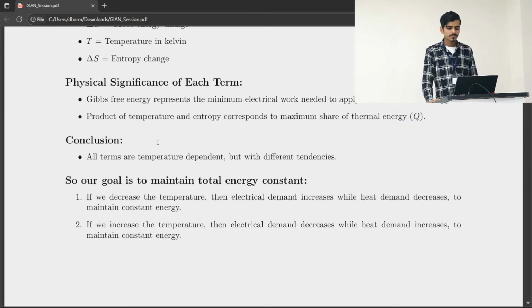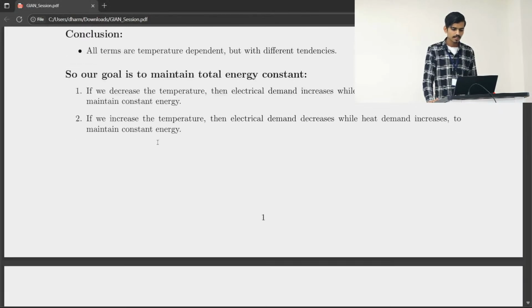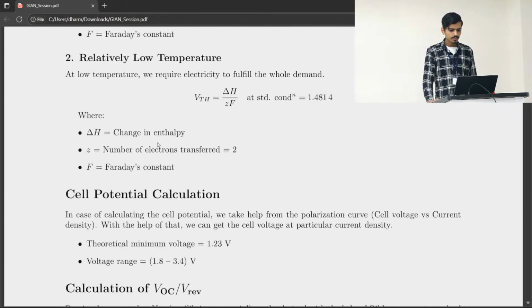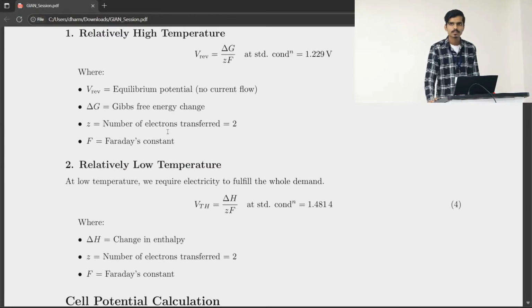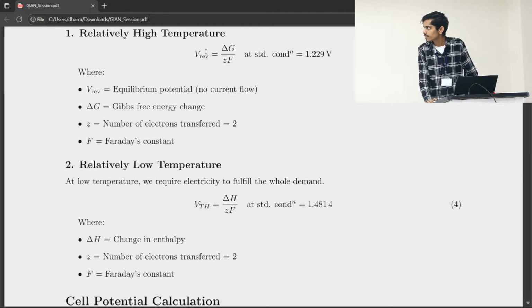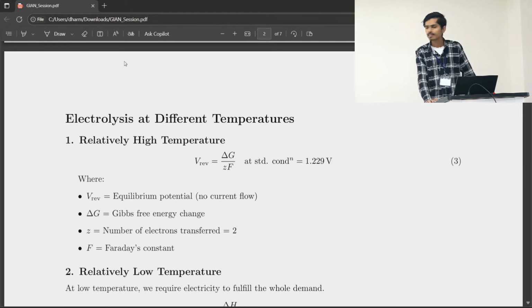Here we have the significance of each term. Already our expert has discussed that. Now first of all we will try to calculate the standard reversible voltage, because in the Nernst equation we know that E is equal to E naught minus RT by ZF ln reaction quotient. The standard value we can calculate by this formula at a relatively high temperature. The basis for calling it high or low temperature is room temperature. If we are working above room temperature, then it is a relatively high temperature.